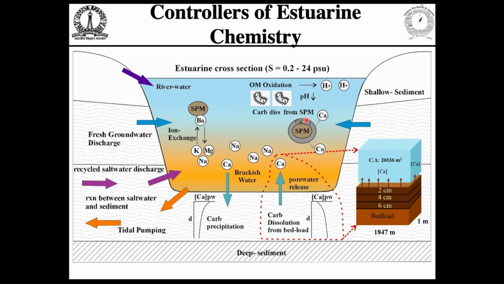Whereas some suspended particulate matter can have a calcium carbonate shell around itself. It's just biogenic calcium carbonate precipitation. And when the pH drops, this calcium carbonate can dissolve. So there are multiple processes as a whole which can control river chemistry. Now, what we're going to look at is how these processes can be deciphered from river chemistry analysis.